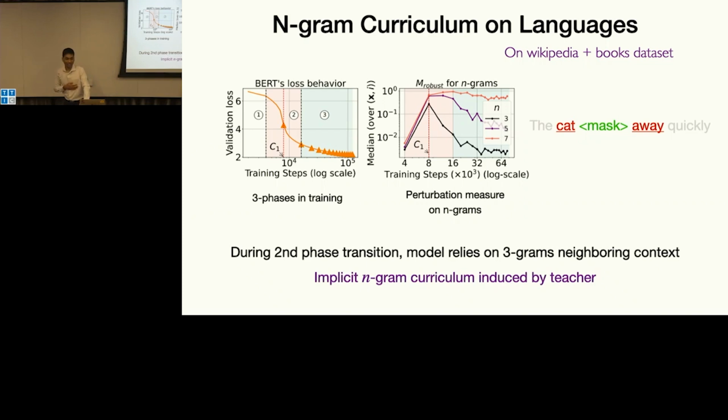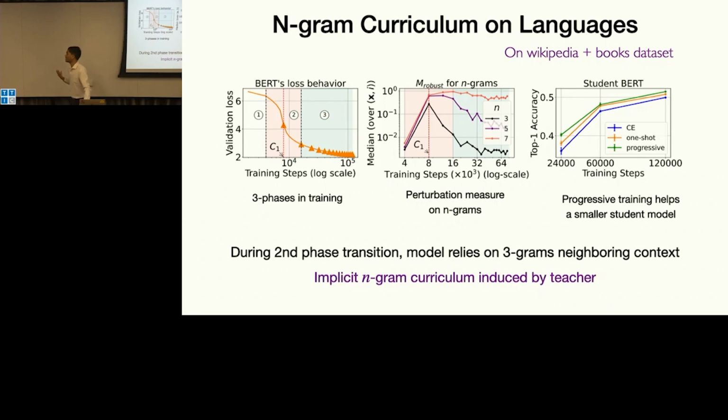And this is what we call an implicit n-gram curriculum induced by the teacher. And we show that the student BERT model, which was 4x smaller than the teacher model, trained much better than cross-entropy training and one-shot distillation. And in the paper we have a bunch of ablations trying to pick the right checkpoints, and we can also show that in this setting we can perform progressive distillation with only 2 checkpoints. The first checkpoint needs to be the middle of the second phase, and the last checkpoint needs to be the final teacher checkpoint.